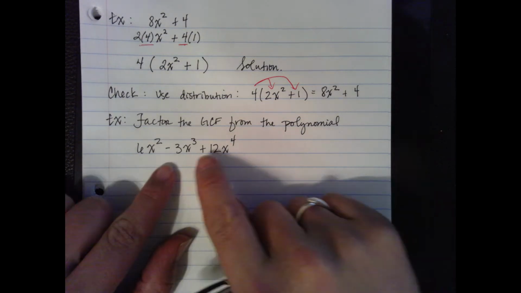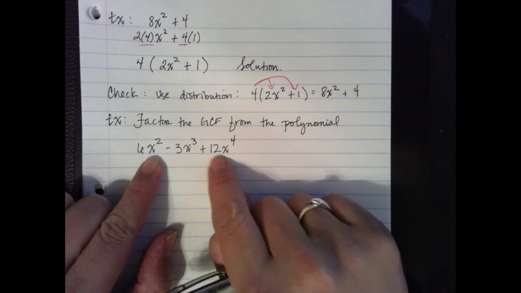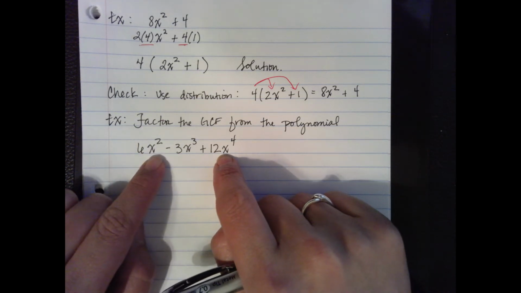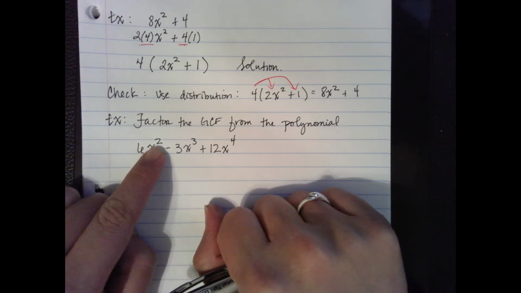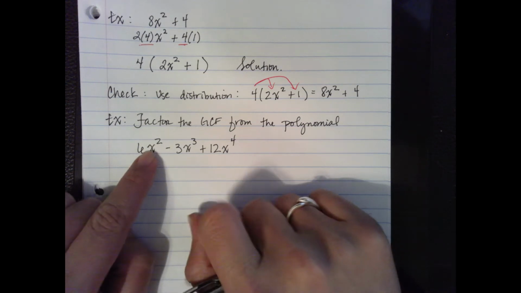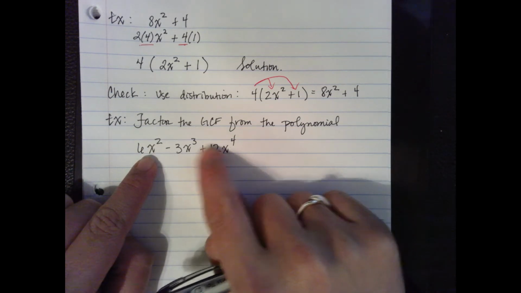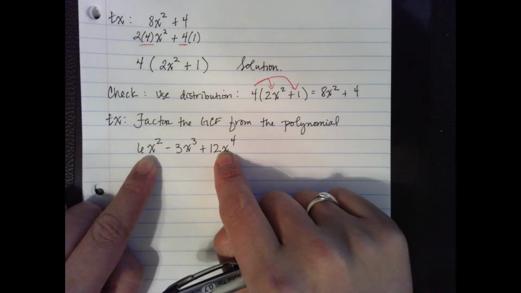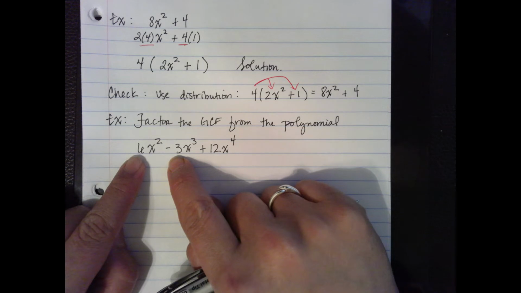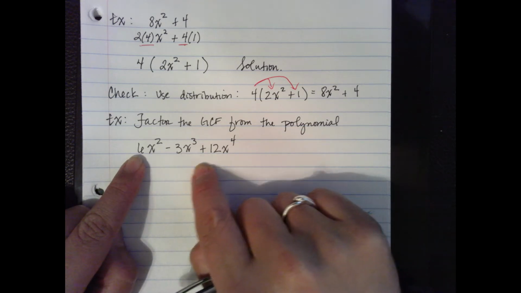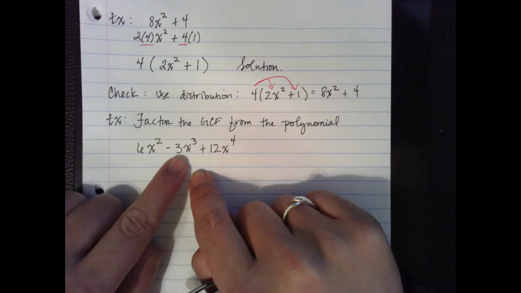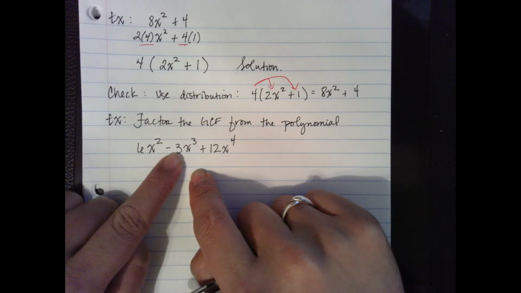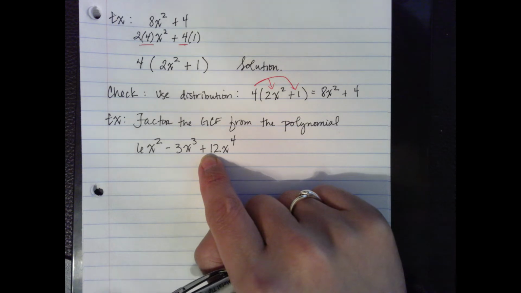Okay, so each of my terms has the variable x. So I look for the smallest exponent here, that's 2, and x squared is going to be part of my GCF because it's inside all of these. 6, 3, and 12 also have a GCF, and that is 3. 6 is 2 times 3, 3 is 1 times 3, and 12 is 3 times 4.